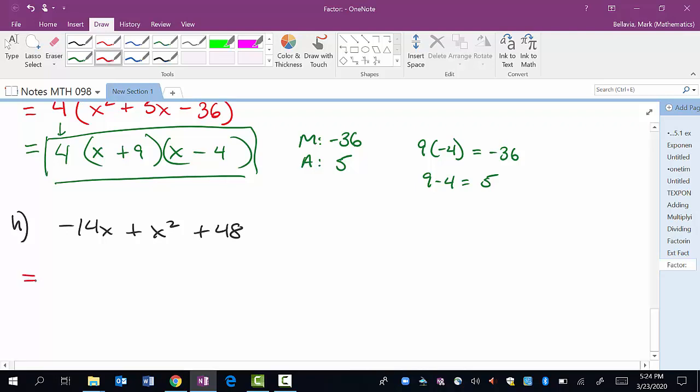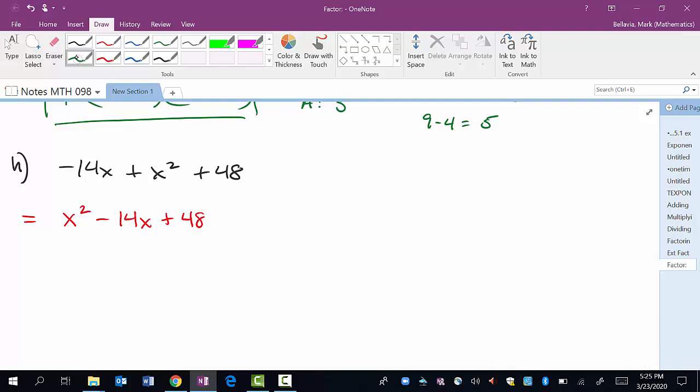The first thing I would recommend when you're factoring is actually write this in descending order. So if you don't write it in descending order, you can't follow the rules that we have about A, B, and C. So when I want to write this in descending order, I want the highest power first. It's a positive x squared, so I'm going to write x squared. The next term would be a negative 14x, and then the constant term last, so plus 48.